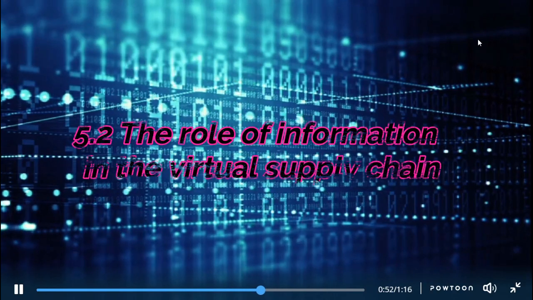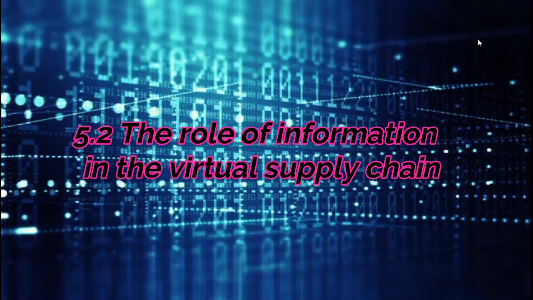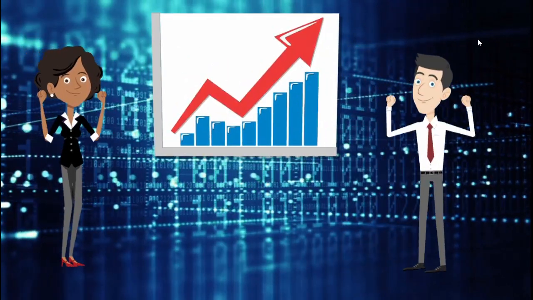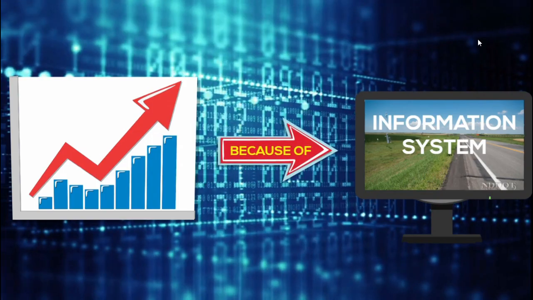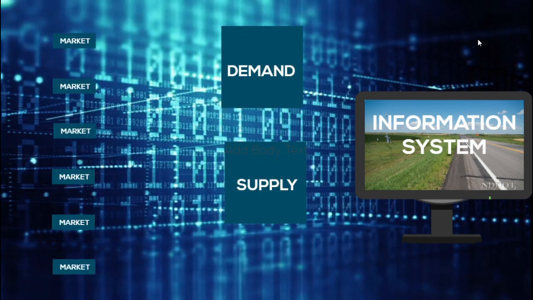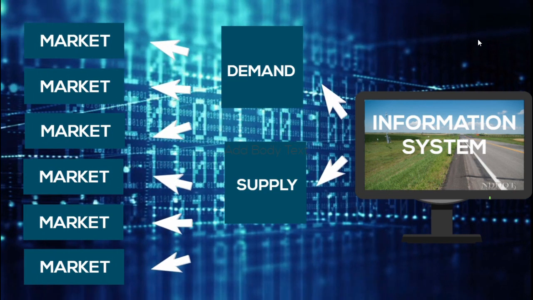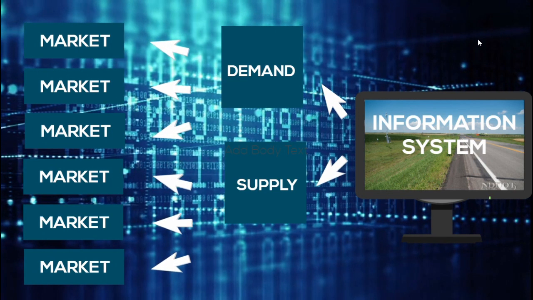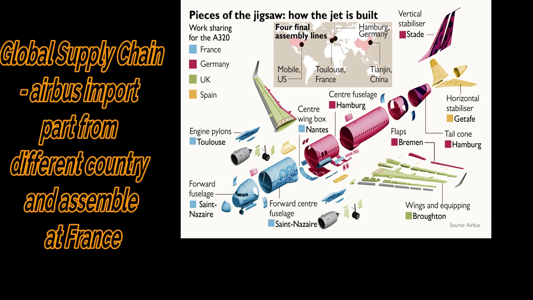Second subtopic, 5.2: The Role of Information in the Virtual Supply Chain. Leading organizations have long recognized that the key to success in supply chain management is the information system. Information that enables supply and demand to be matched in multiple markets, often with tailored products in ever shorter time frames. The example given is the Airbus aircraft manufacturing company. The way that Airbus now designs and assembles its advanced airplanes would not be possible without the use of global information networks that link one end of the value chain to the other.